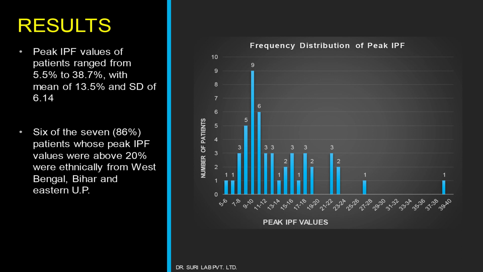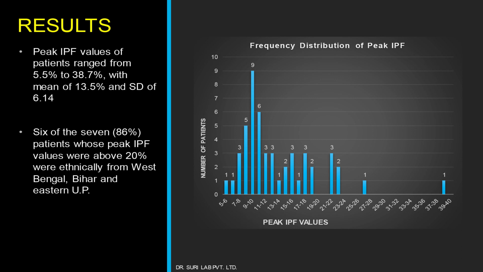So these are our results. As you can see, our peak IPF frequency distribution was all over the place. One thing was very clear: we could not set ballpark figures on peak IPF values. I could not do a single IPF and say that your patient is going to recover in 42 hours. That would be a dangerous statement to make. My peak IPF values ranged from 5.5 to 38.7% with a mean of 13.5 and a standard deviation of 6.4.